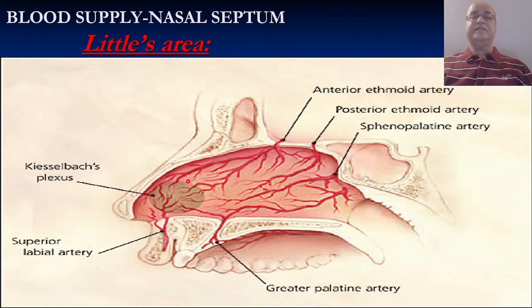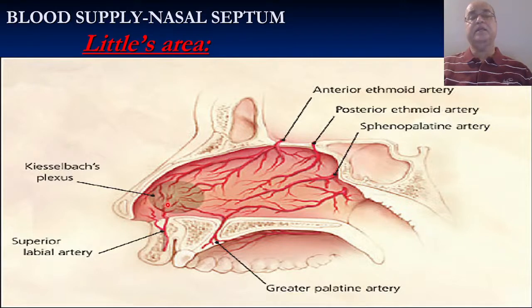Clinical significance: the antero-inferior part of the nasal septum, which is circled here in this picture, is called Little's area. The importance of this Little's area is that most anterior epistaxis occurs from this area.